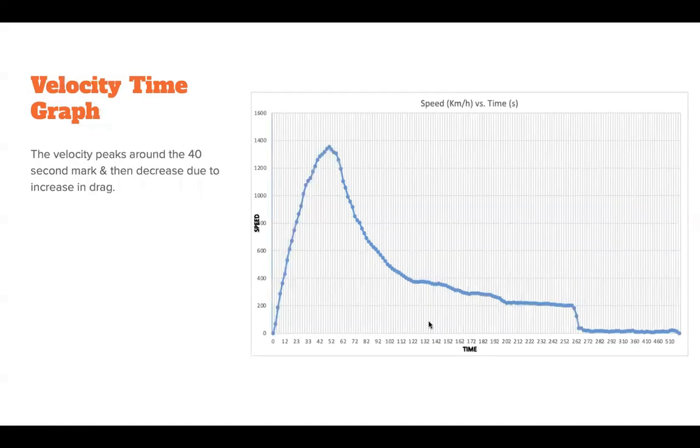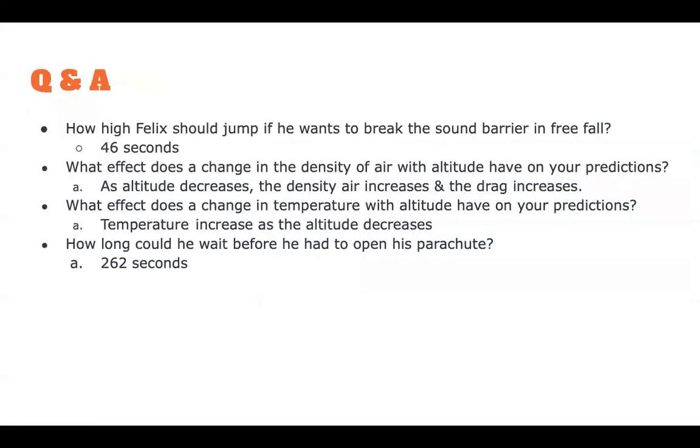This is the velocity time graph. As you can see, until that time there was very less drag, and Felix kept on accelerating very fast. But as soon as the drag increased, the decline started. There was a rapid decline, and this almost steep graph shows around the time when he deployed the parachute.